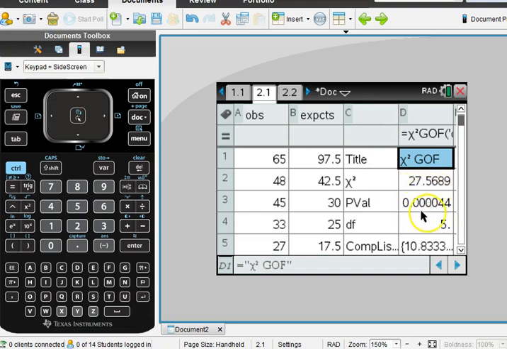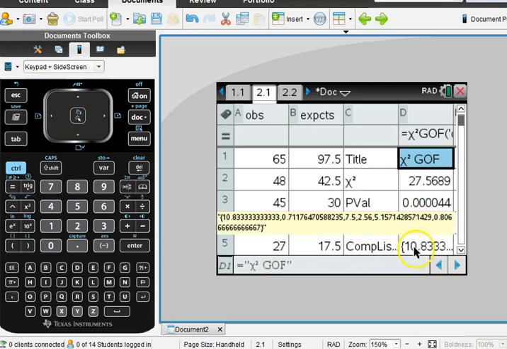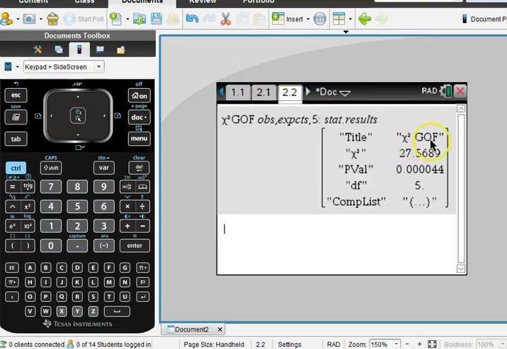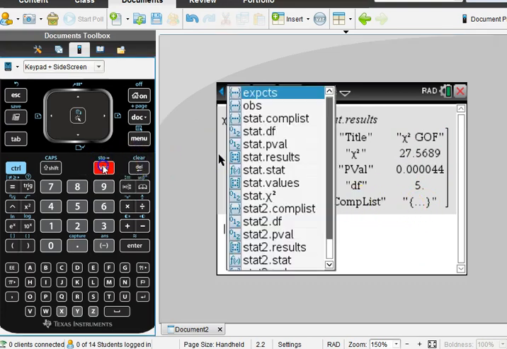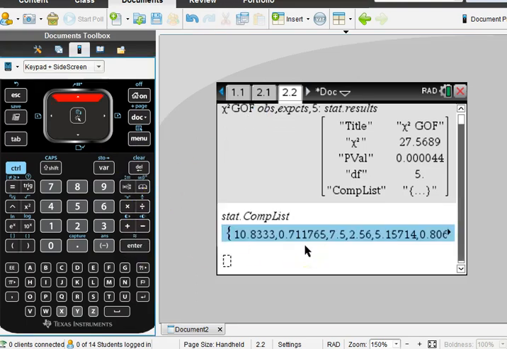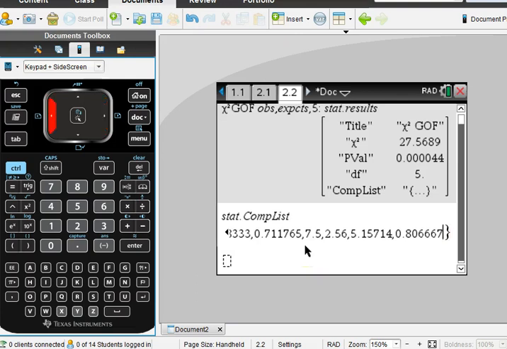Here's the p-value, which you can also get using chi-squared CDF, my degree of freedom, and here are my component list. If you hover over this, you get the same 6 numbers that you got, with a lot of decimal places showing, but the same 6 numbers that we got by hand, just calculating those cell component values. You can also do this on a calculator page, in which case it would display like this. And to find the values from the component list, go to the variable button, go to where it says stat component list and push enter, and then you can up arrow to that and you can scroll back and forth to see the different numbers in the list.